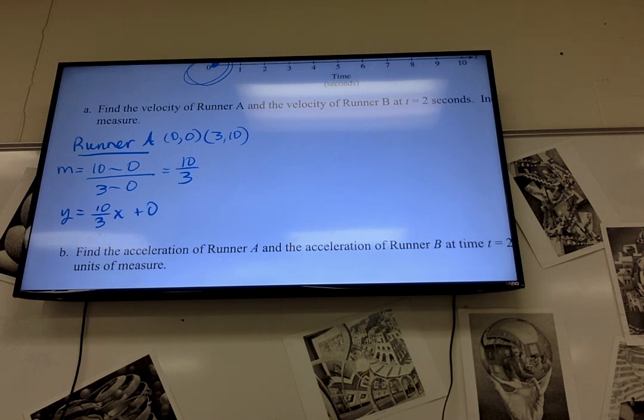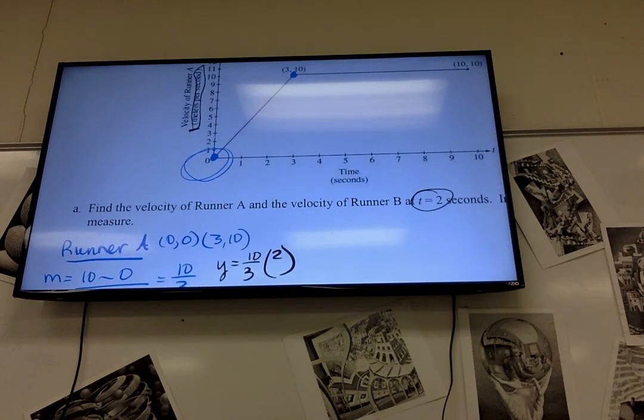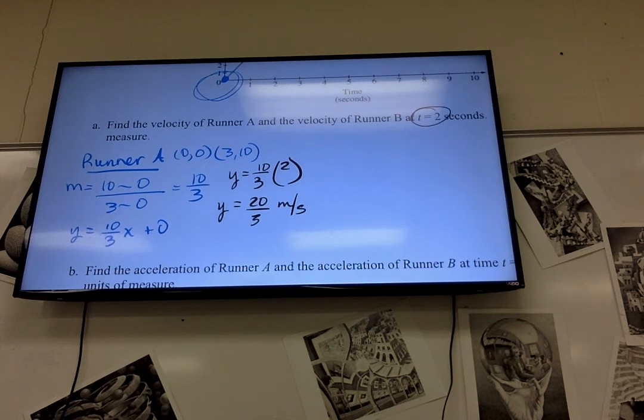So for runner A, we have y equals 10 thirds times 2 seconds. So that's 20. Oh yeah, sorry. 20 over 3. And the units, it says right here, meters per second. Which, by the way, is like 6 2/3. So it was in between 6 and 7. Just to find the exact one, we would need to find the equation.